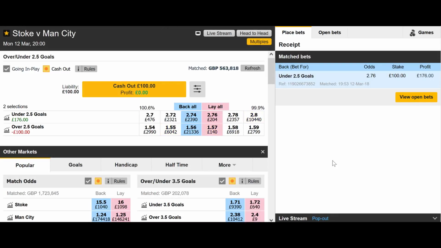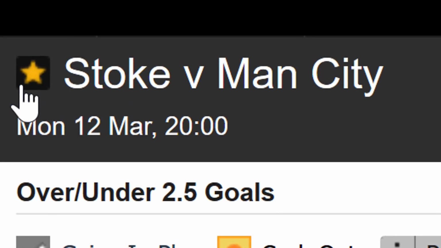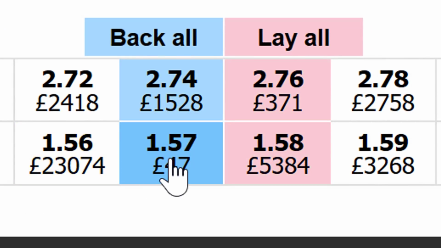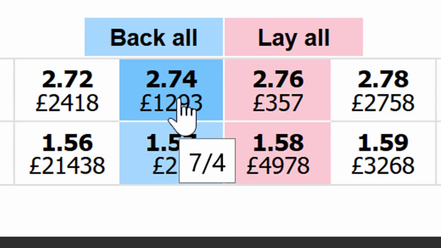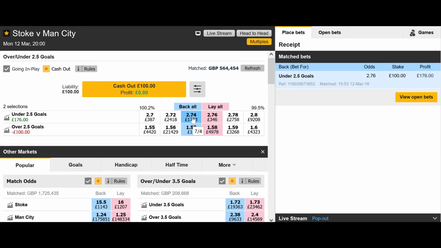And this is precisely the sort of market I am talking about. When I talk about a market, or a match anyway, where everyone's expecting goals. This is Stoke against Manchester City. The price on over 2.5 goals is 1.57, heavily odds on. Price on under 2.5 goals is 2.74, which is a very high price for under 2.5 goals. The average price on under 2.5 goals is 1.90.